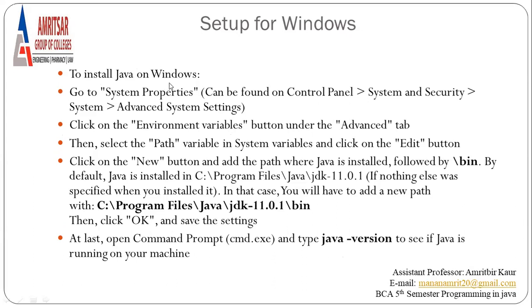So to install Java on Windows, firstly we install JDK on our system, then we set up a variable path for Java. For setting the variable path, firstly open control panel. Then in control panel, click on system and security, then system, and then advanced system settings. When you click on advanced system settings, a pop-up menu will be displayed, in which we have to click on environment variable.